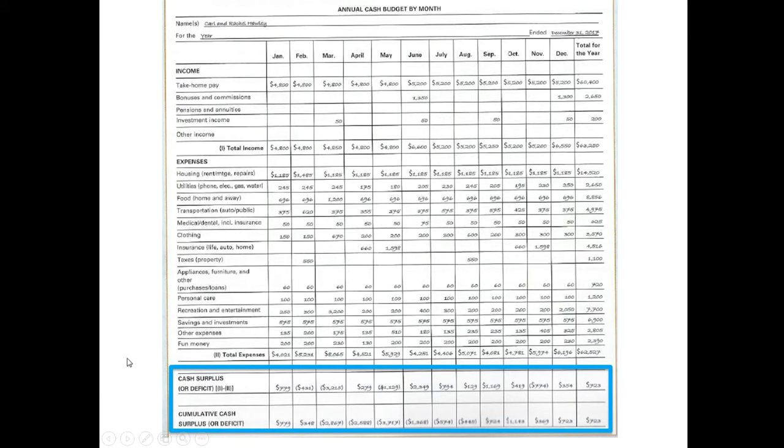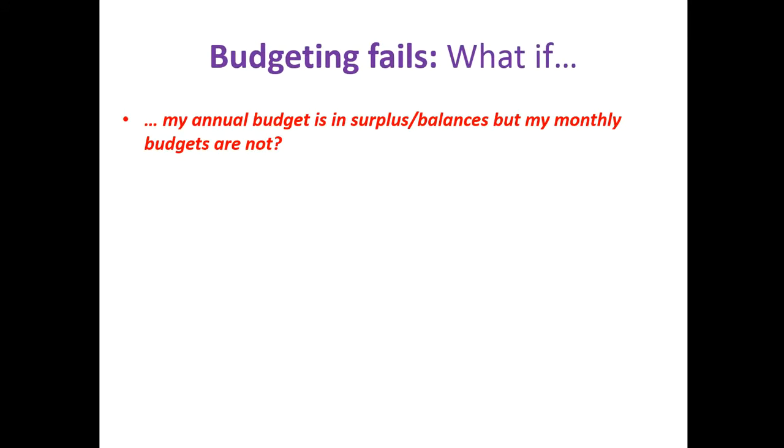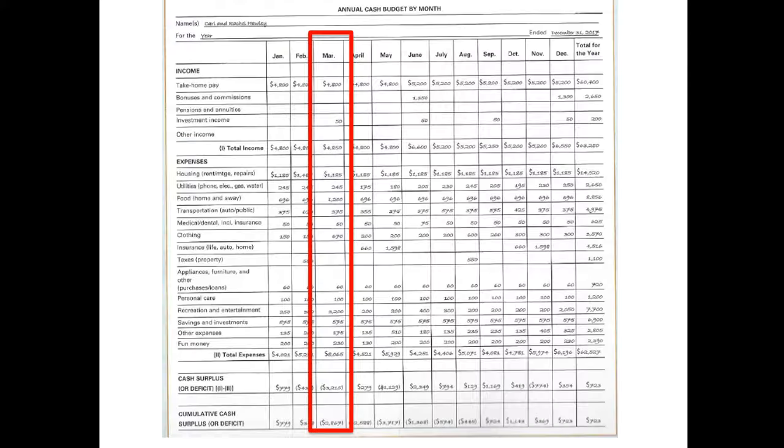So let's think about that for a minute. Suppose your annual budget is in surplus, which means you make more in income than you spend in the year, or you're going to make more in the year ahead than you're going to spend per your projections. But you've got some months that are not in surplus. What do you do? Well, let's look at March for this family.